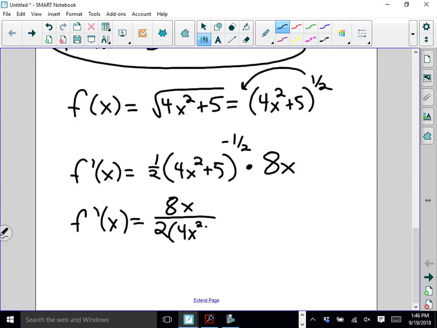And when I move that 4x squared plus 5 to the denominator, I have to change that sign to a positive half. I can do one more step to make this a little bit nicer, a little bit easier to evaluate if we need to. That 8 and that 2 will simplify to a 4 and a 1.